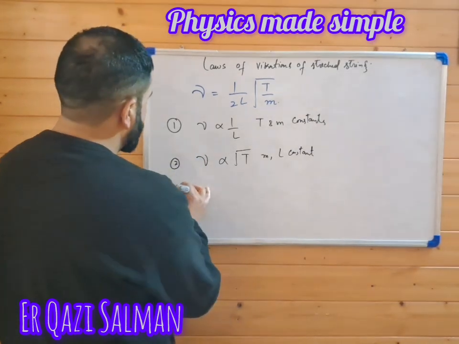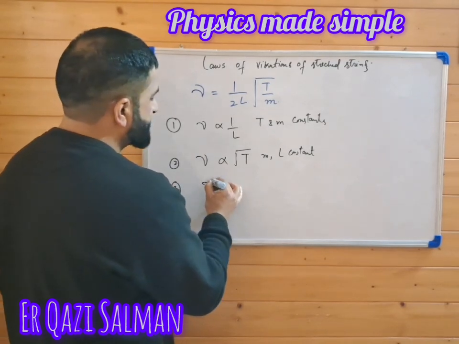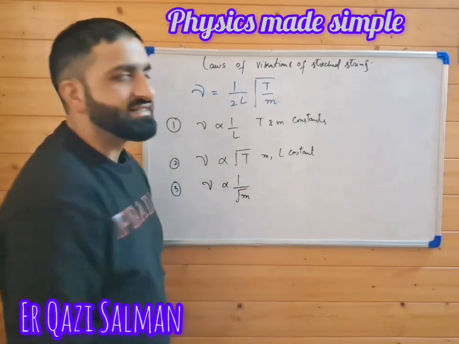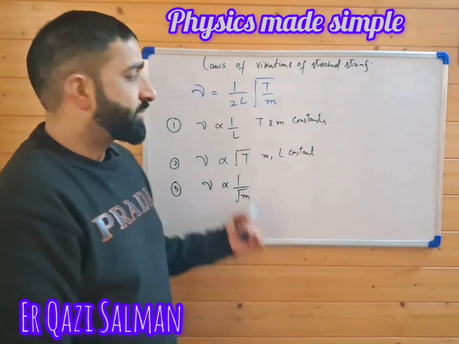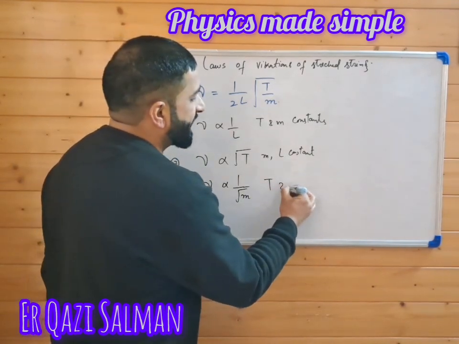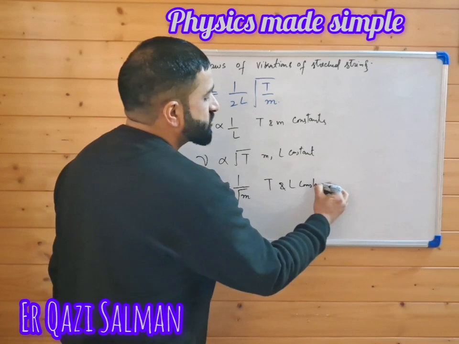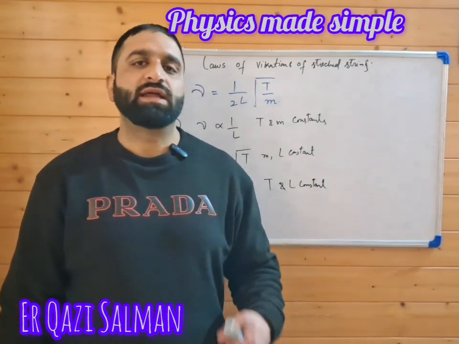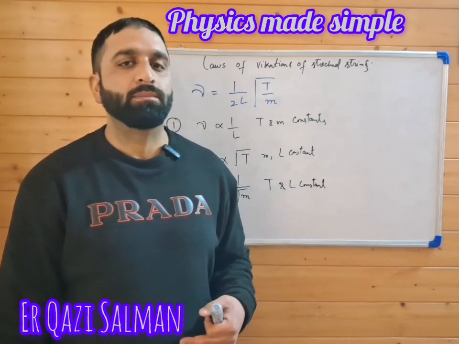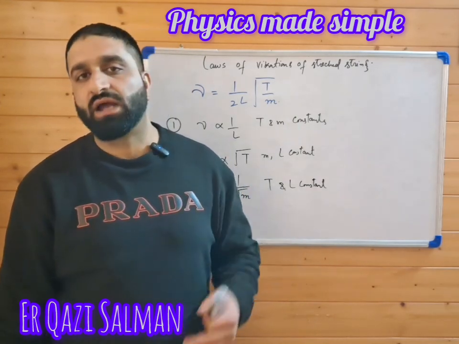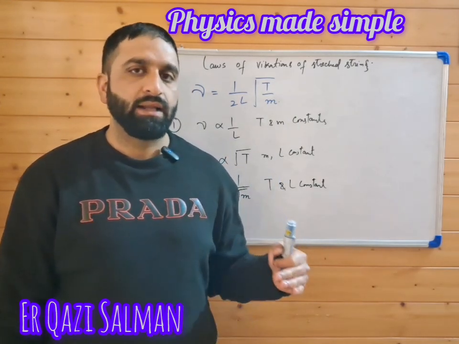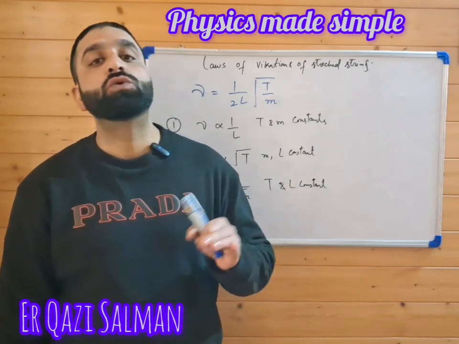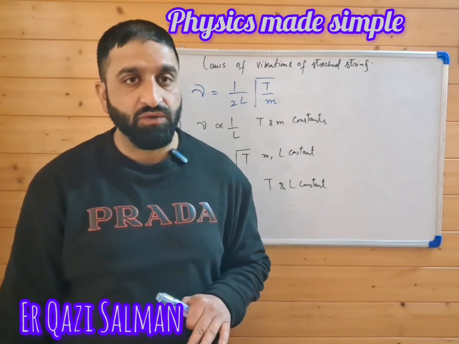Similarly, the third law is that frequency is inversely proportional to the root of mass per unit length. This is called the law of mass, provided T and L are constants. So the law of mass states that if the tension and length of the stretched string are kept constant, the frequency of the vibrations is inversely proportional to the root of the mass per unit length.